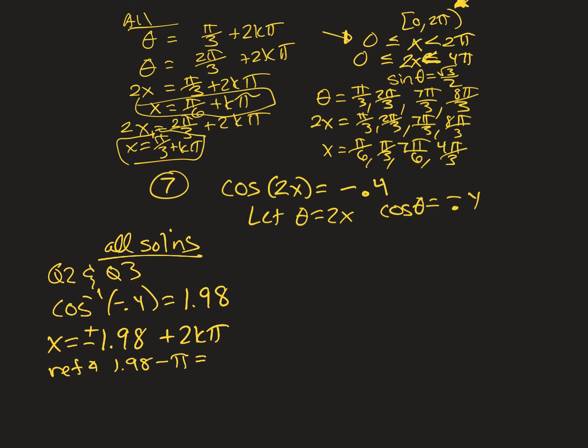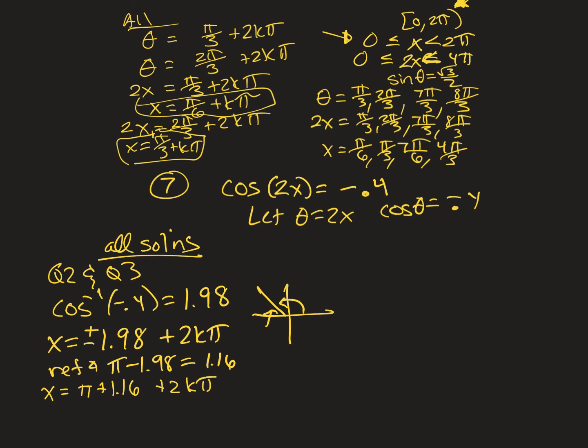Sorry, I should be pi minus, the other way around. 1.98 is in quadrant 2, so the reference angle is going to be pi minus 1.98. Sorry about that. Because if you think about it, 1.98 is about there, so you want this reference angle. Okay, so if I do pi minus 1.98, I get 1.16. So if I want a positive quadrant 3 angle, I would do pi plus 1.16 plus 2k pi. Again, with cosine, I just like to do it in one statement.